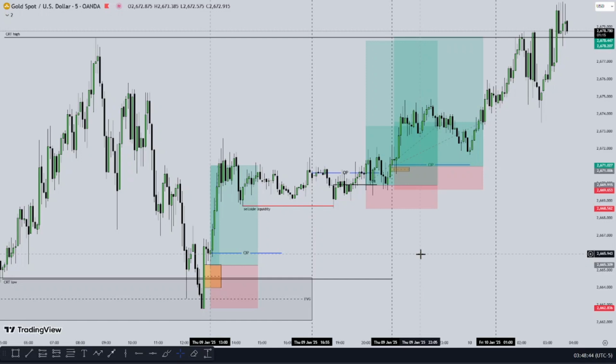We're going to be talking about how to align all these reference points, the fair value gap and the order block, with CRT. That is our major topic for the 2025 mentorship program.